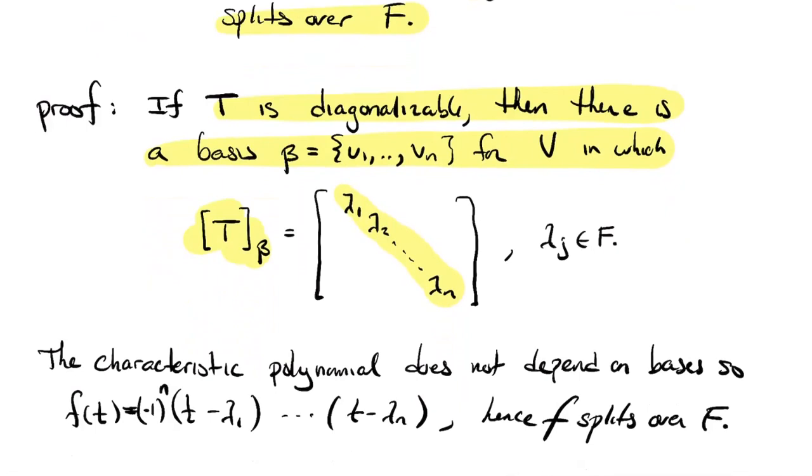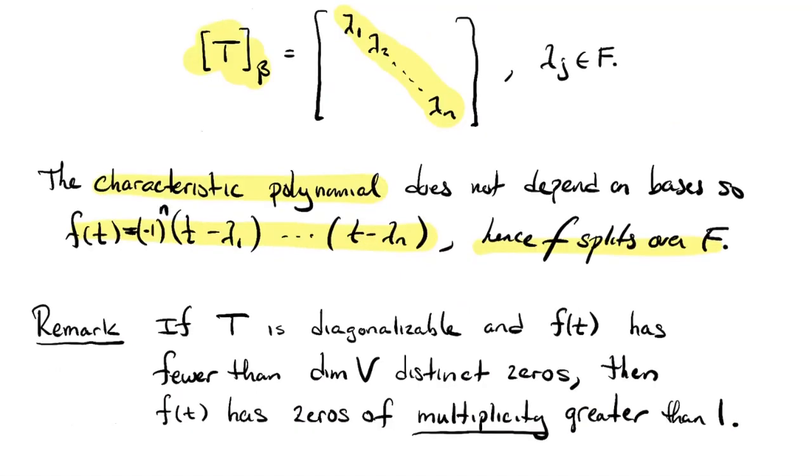We proved before that characteristic polynomials don't depend on what basis you use. So if we use this basis, you can easily see that the characteristic polynomial is going to be minus 1 to the n times the product of t minus lambda i, where i goes from 1 to n, n being the dimension of the space V. So the polynomial splits. Okay, so if you're diagonalizable, your characteristic polynomial splits.